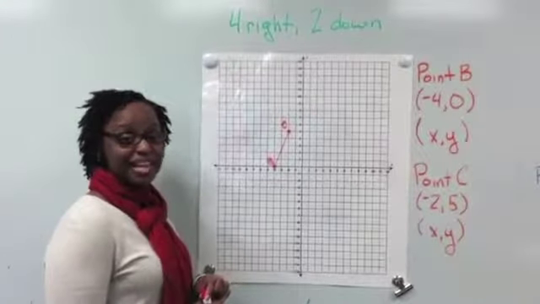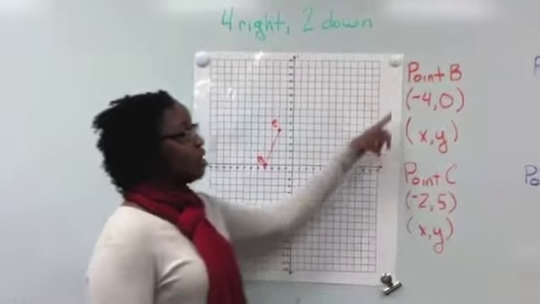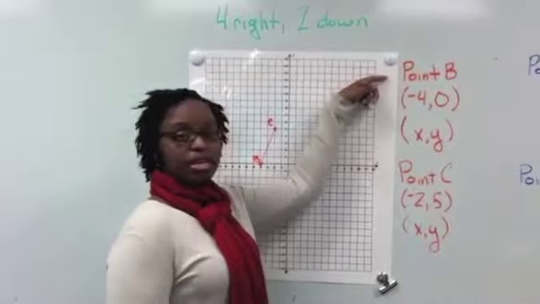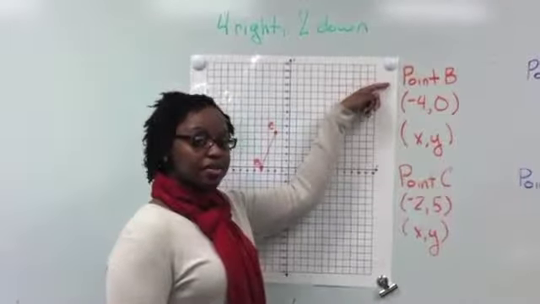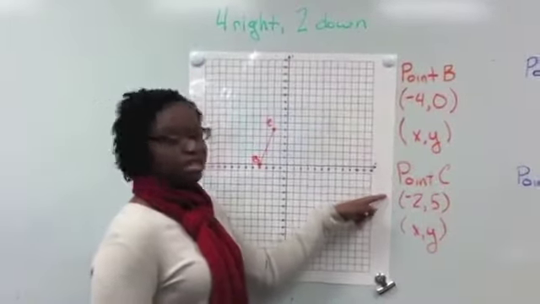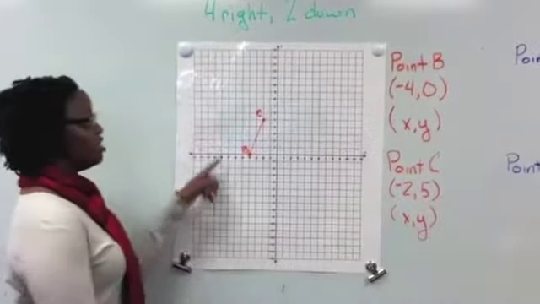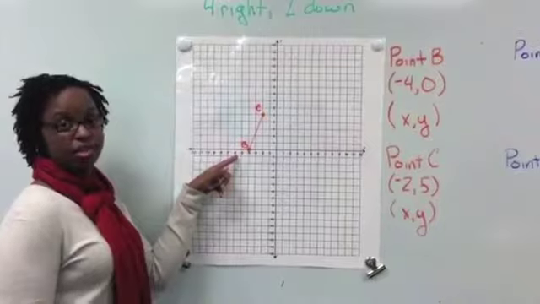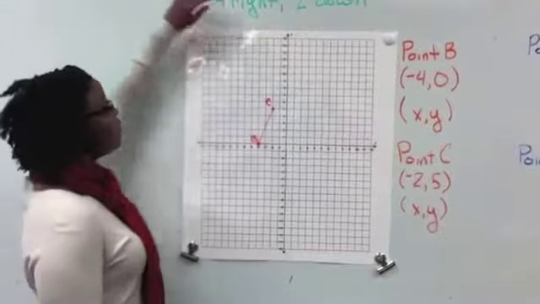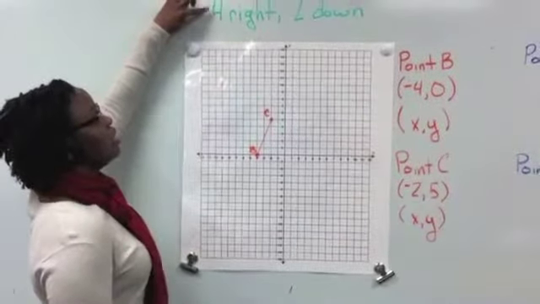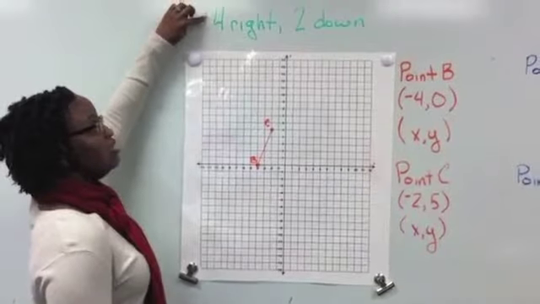Okay, so here's example 2. First thing you'll need to do is graph your 2 points. Point B is at -4, 0, and point C is at -2, 5. Make sure you start by graphing those 2 points on your coordinate grid. Once you've got them graphed, we're going to translate them. They're translating 4 right and 2 down.